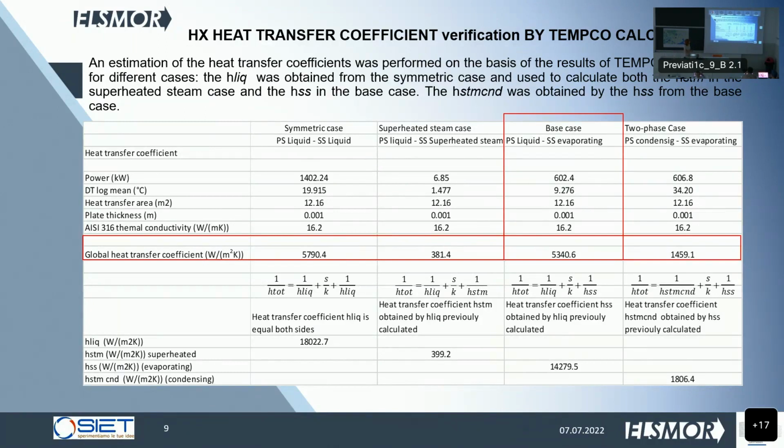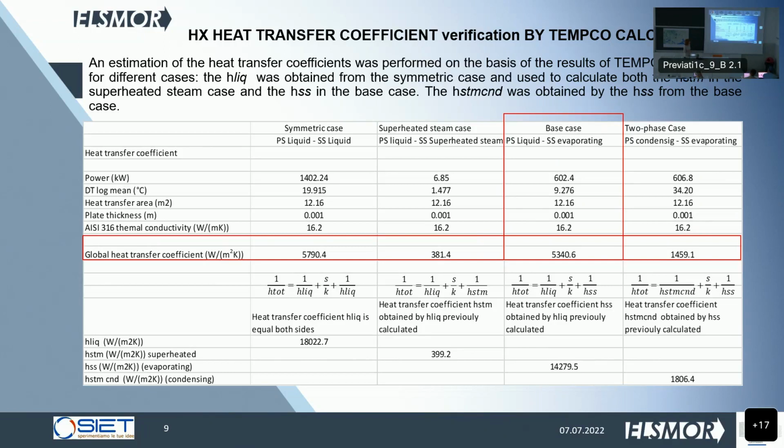And so they gave us the transferred power and the logarithmic mean delta T. These are the characteristics. So at the end, they gave us a total global heat transfer coefficient. So we knew we had liquid on both sides. We knew the power. We knew the characteristics of the material and the thickness of the plate, which were declared in the data sheet of the component. And we got the heat transfer coefficient on the liquid side.